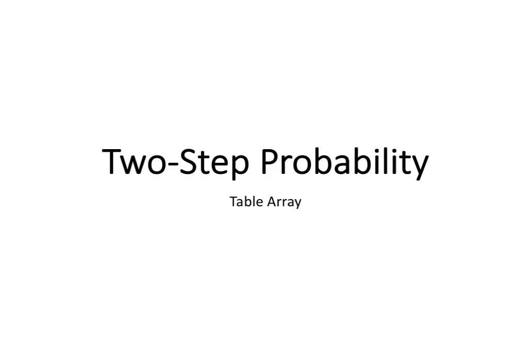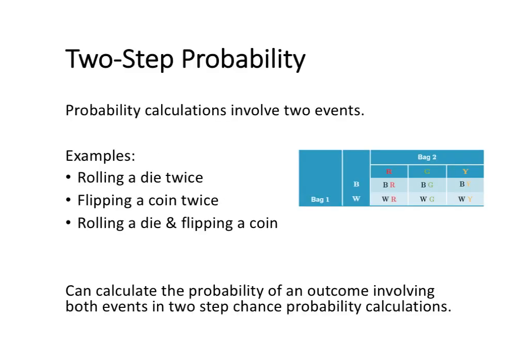In this video, we're going to have a look at how to calculate two-step chance probability using a table array. Two-step chance probabilities are calculations involving two events. For example, you can roll a die twice, you can flip a coin twice, or you could roll a die and flip a coin. All of those are examples of two-step chance probabilities.